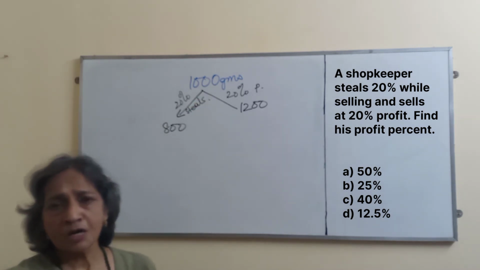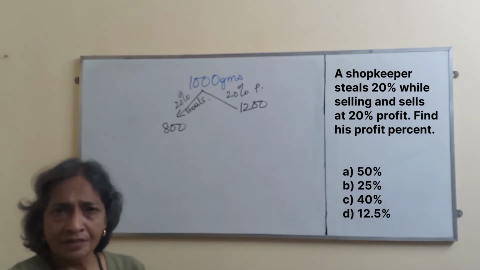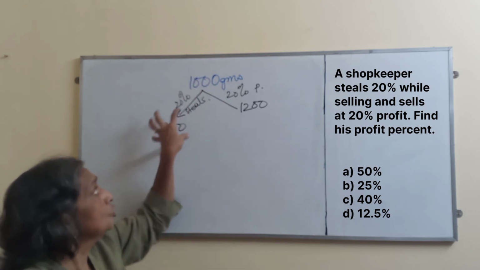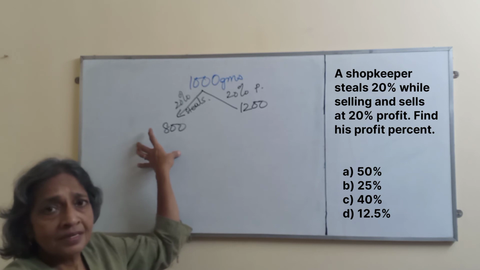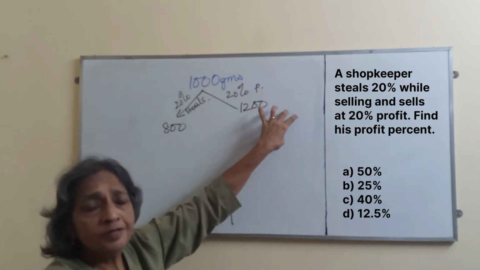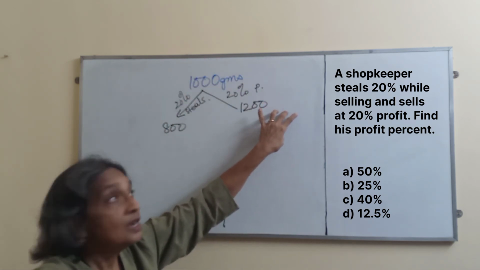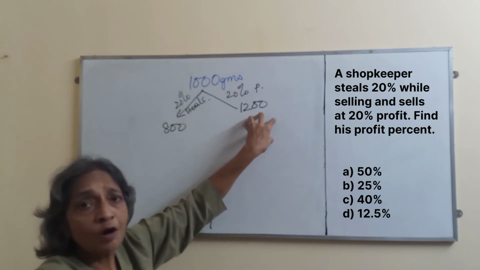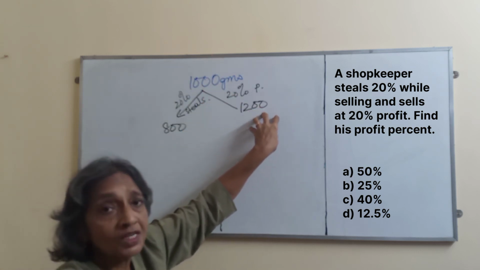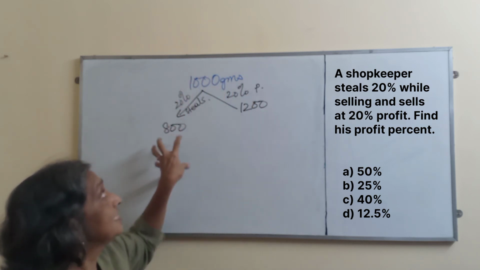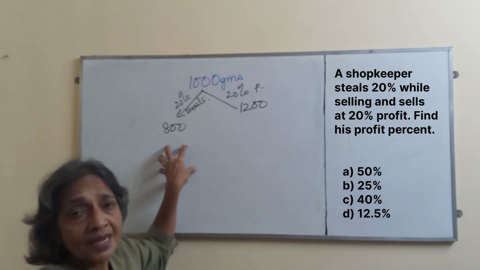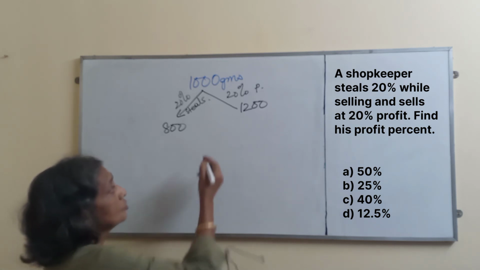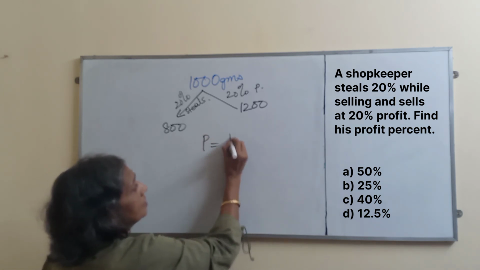Alright? Now see what has happened here. The wording is what is important. He steals you of 20% and then he makes a profit of 20%. So for the 1000 grams, he'll make a profit of 200 grams, so it becomes 1200. But he's stealing you of 20%, that means 800 grams. Okay, so now how much is his profit here?